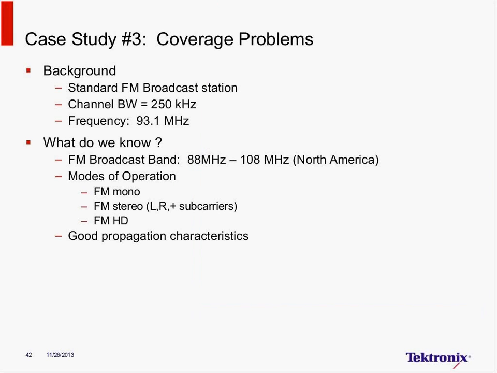And the last case study is actually about coverage problems. And in this particular case, we're talking coverage problems of an FM broadcast station. So your average FM broadcast station is about 250 kilohertz wide. We know that the frequency band is 88 to 108 megahertz here in North America, and that frequency band has been in use for a long time.